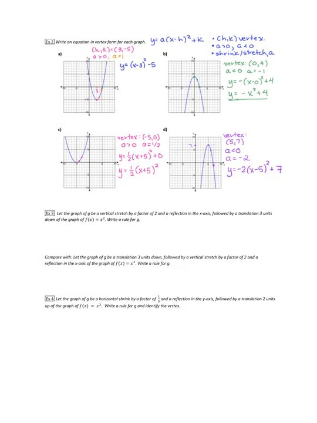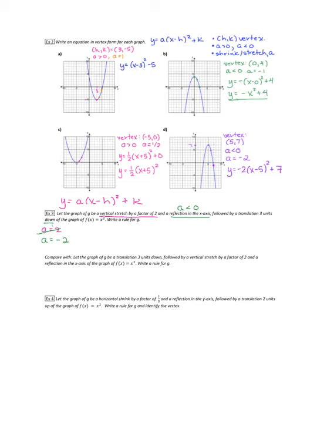So we are going to take the verbal description and try and come up with an equation. Let the graph of g be a vertical stretch by a factor of 2. So that's telling me that a is going to be 2, because that's your vertical stretch. And again, let's put this out here to remind you. And a reflection in the x-axis, that also tells me that a is going to be negative. So that means this is going to end up being a negative 2. Cross that one out. Followed by a translation 3 units down.